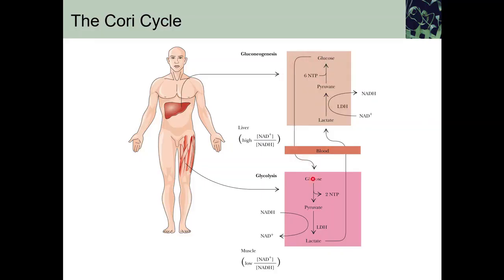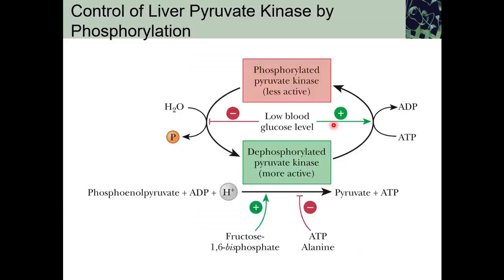All right. Notice in the muscle there is a low NAD plus to NADH ratio. That is why it was necessary for NADH to reduce pyruvate in order to regenerate NAD plus. In the liver there is a lot of NAD plus, and that's why it's able to oxidize lactate to pyruvate. So I hope the Cori cycle is understood.